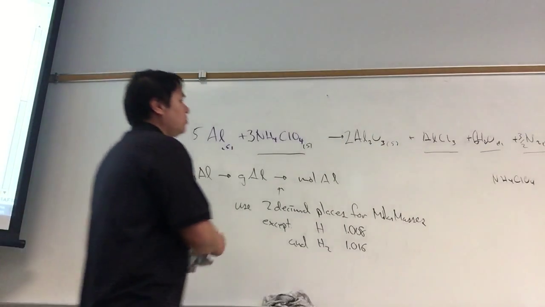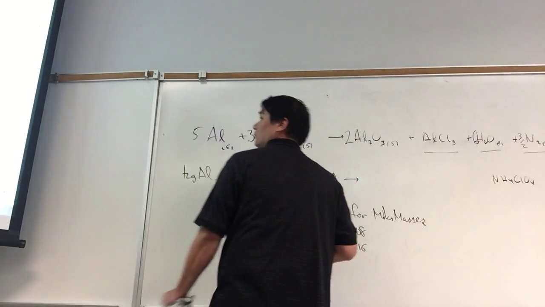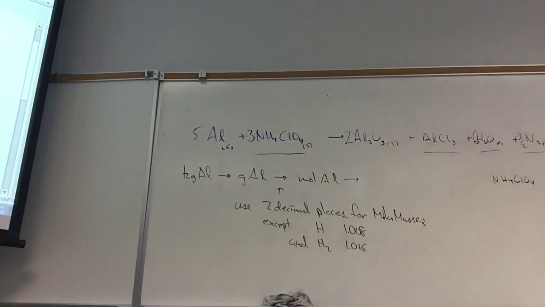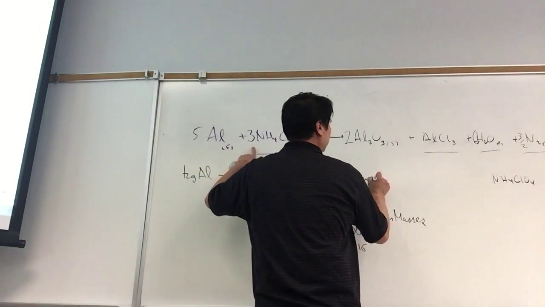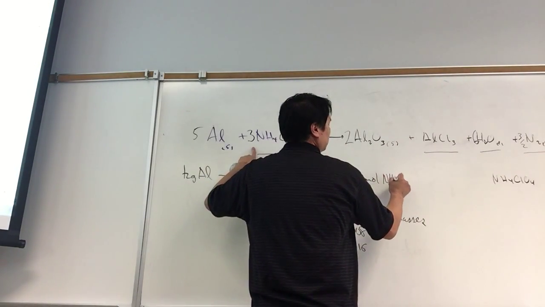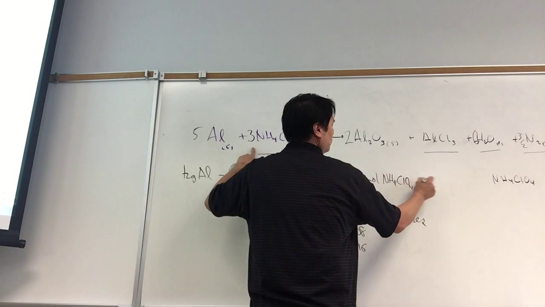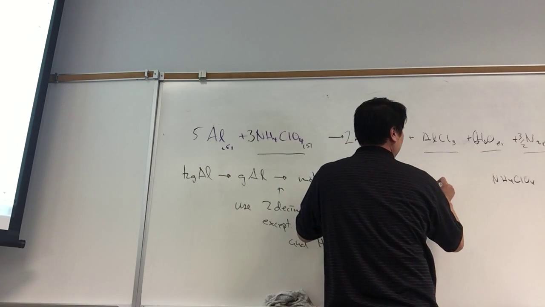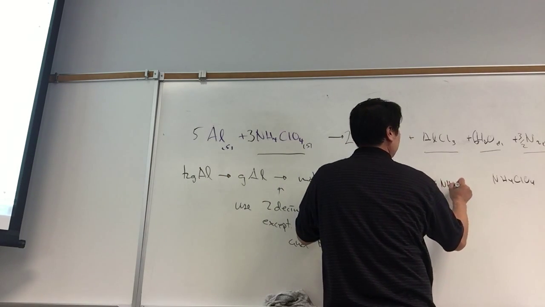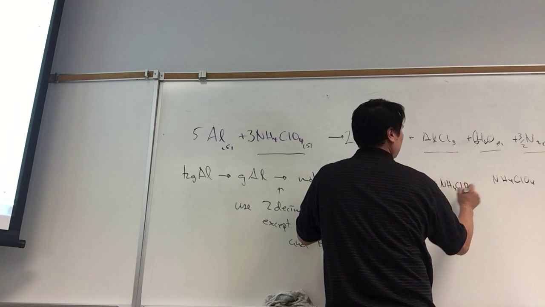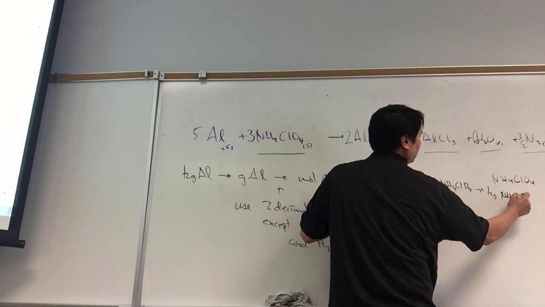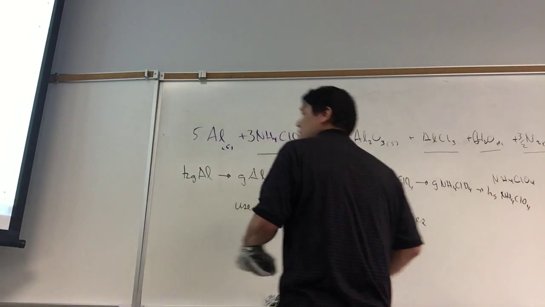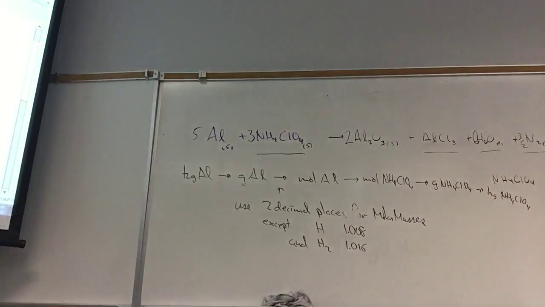All right, so from moles of aluminum, and we want to get to ammonium perchlorate. And so moles of aluminum to moles of ammonium perchlorate. Moles of ammonium perchlorate to grams of ammonium perchlorate. And then grams to kilograms of ammonium perchlorate. And so just a pretty straightforward basic stoichiometry problem here.